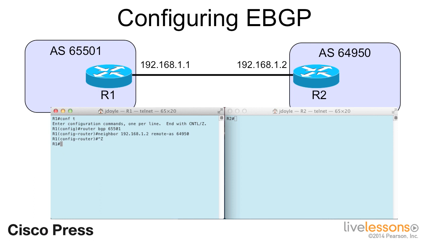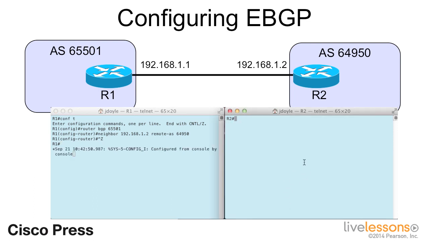And that's all we need. Now let's go over to R2. Again, we go into config mode, and we start the BGP session. In this particular case, our local AS number is 64950. And our neighbor is going to be R1, so 192.168.1.1, and the remote autonomous system number is 65501.